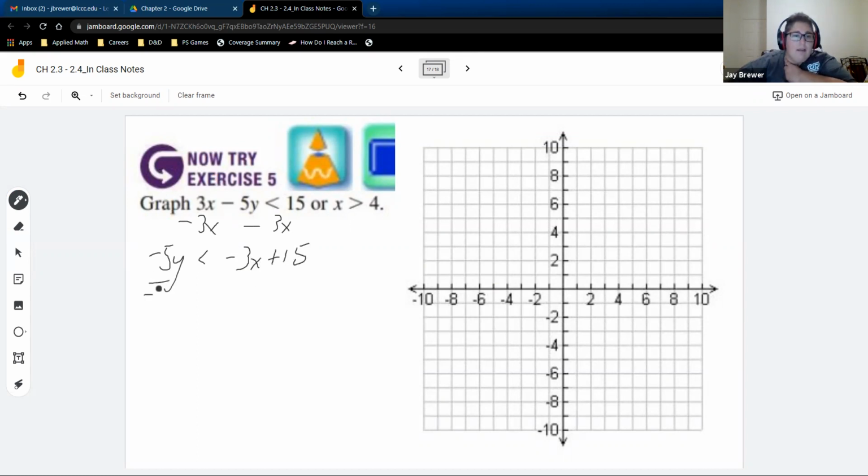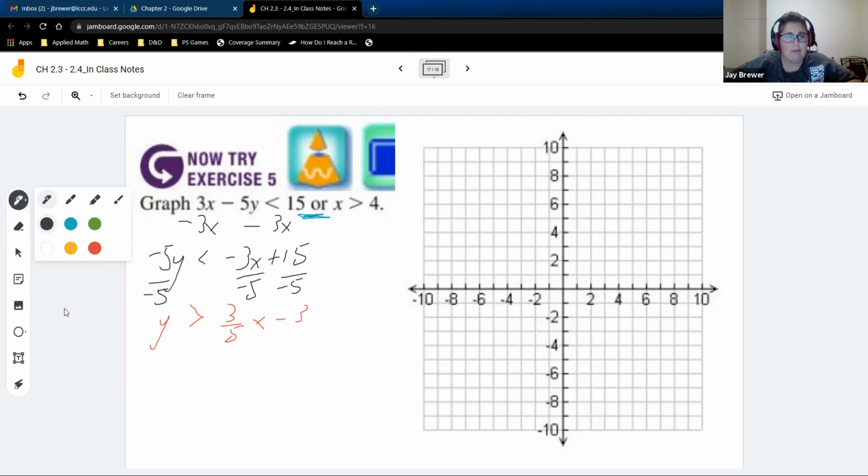We're going to divide by a negative 5. When we divide by this negative 5, our inequality is going to flip. So let's just write that in a different color. So we'll have y, and now we're greater than 3/5 x minus 3. And then what you need to pick up on here is that we're dealing with an or situation. So that means we have a union.